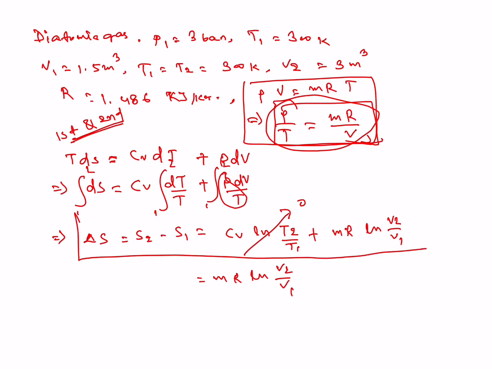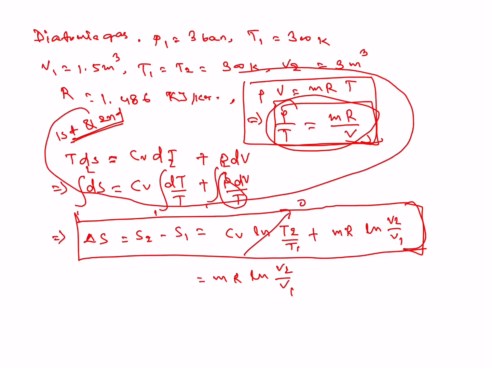If you remember this one also, there are 3 TdS relations. If you remember this one, then it's better. You don't have to write this many things. Directly you will get this one. You can start from here: mR ln V2 by V1. So m is the unit mass, so m equal to 1. R equal to how much? 1.486.